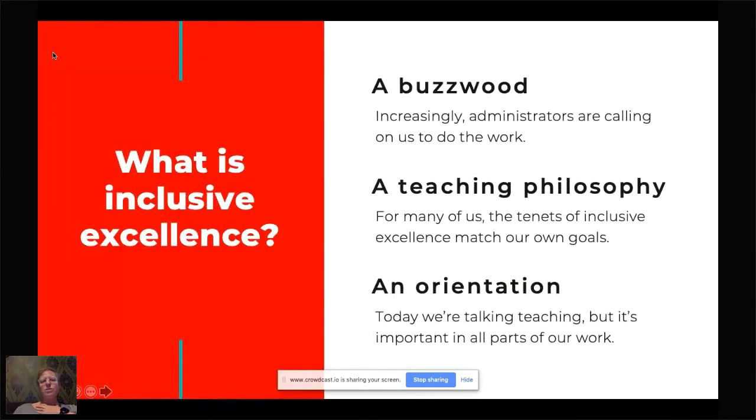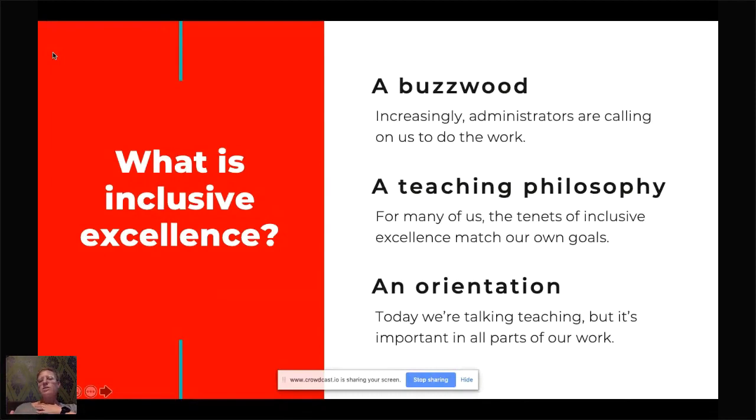So what is inclusive excellence? It is a buzzword in a lot of ways, I think, for a lot of us, that administrators are calling on us to do a certain amount of work to be inclusively excellent. At my institution here in Baltimore, it is now at the top of every administrative agenda. And when I hear it and I learn what it means to administrators, I realize that what they mean is feminist pedagogy, a lot of the work we're already doing.